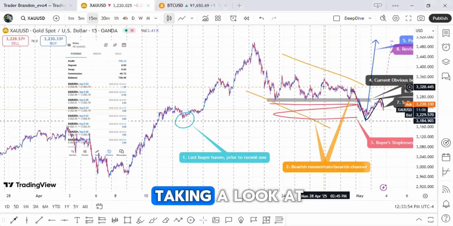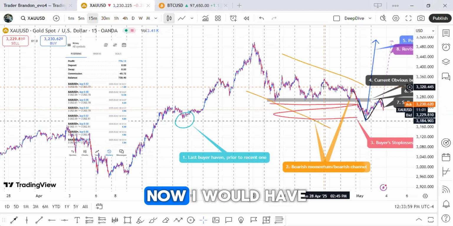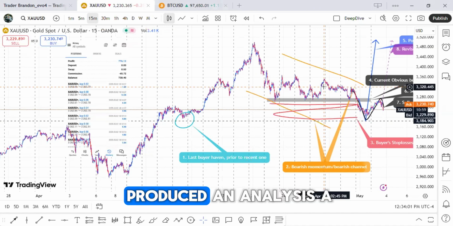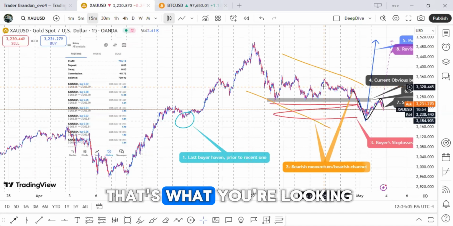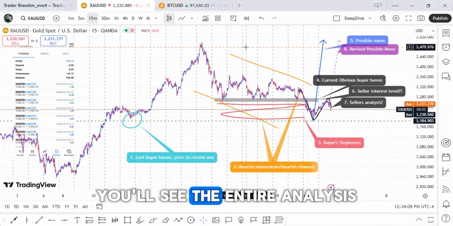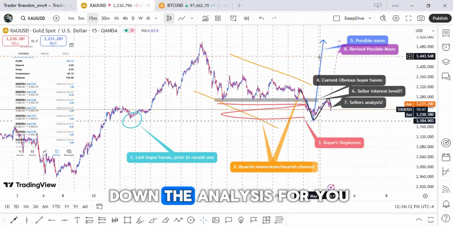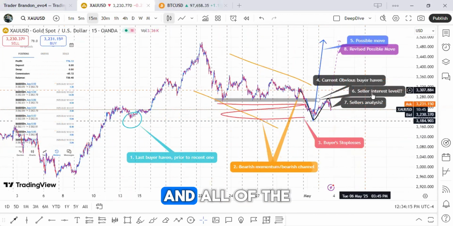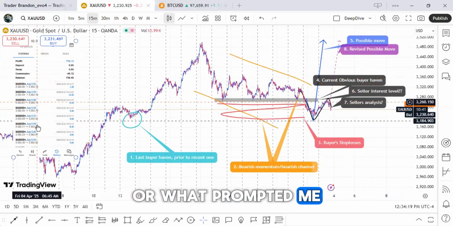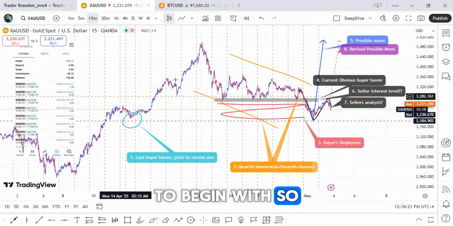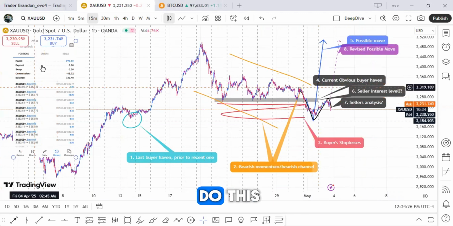So today we're going to be taking a look at a post analysis on Google. Now, I would have produced an analysis a couple days ago on Google, and that's what you're looking at here. You'll see the entire analysis and you see some profit here, right? I want to break down the analysis for you with all of the numbers and all of the drawings and everything. And I want to show you what prompted me to even take these trades to begin with.